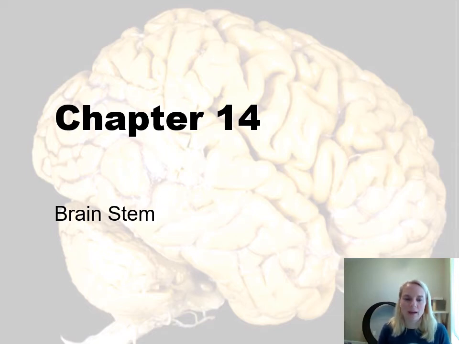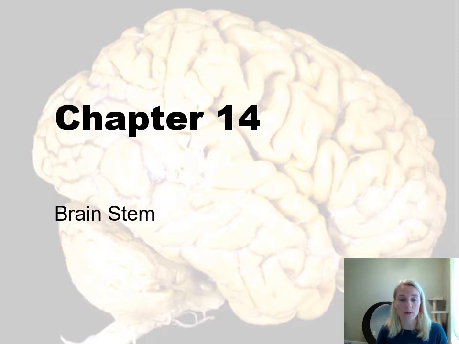Hello and welcome back. This mini lesson is covering the brain stem. So we are starting in our regions of the brain and going to talk about the major structures and functions that happen within those four major regions. So if you remember, there's the brain stem, the cerebellum, the diencephalon, and the cerebrum.